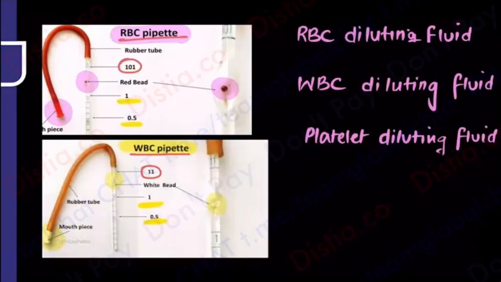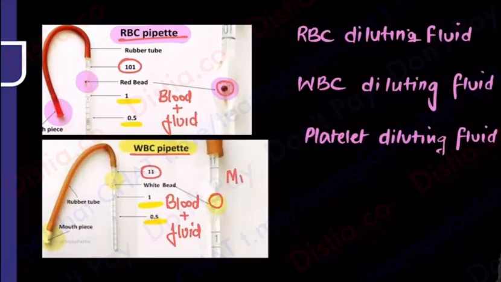So what will I do? You will take the blood up till here and then the blood and the fluid. That's all that you're going to do. You're going to take the blood and you're going to take a fluid. In this pipette also, you're going to take the blood and you're going to take the fluid. And what is the function of this bead? The bead is going to help in mixing. The bead basically helps in mixing the blood and the fluid. What fluid am I talking about?